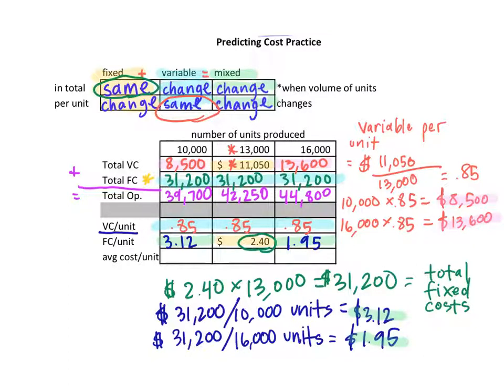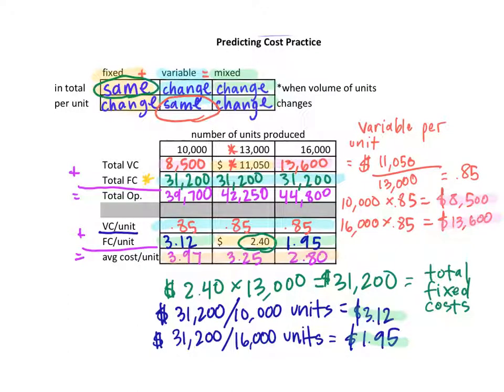The average cost per unit is the sum of the variable cost per unit and the fixed cost per unit, which also makes it a mixed cost. So to calculate the average cost per unit in each column, we're simply going to add the variable cost per unit to the fixed cost per unit. We've now completed our entire table. Notice that the average cost per unit decreases as the number of units produced increases. You will always see this trend with an average cost.